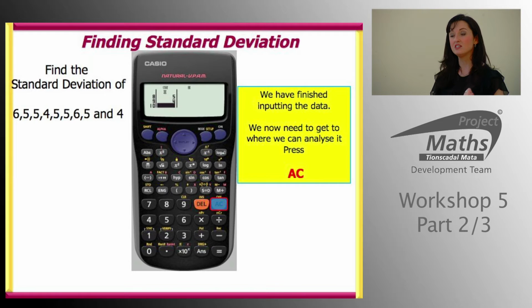Now here is the difficulty that you might have in your class, because I know someone always comes in with a Sharp when you've told them all to get Casio, and someone always comes in with a Casio, you told them all to get Sharp.